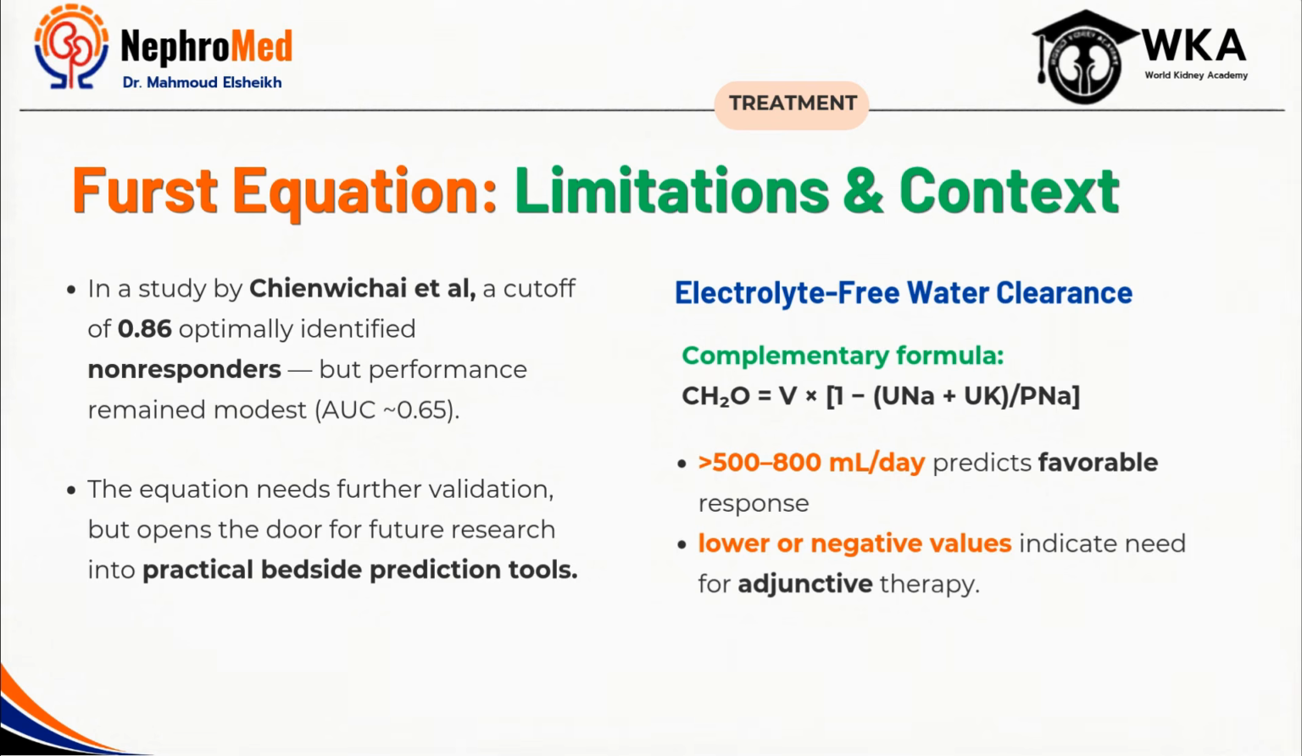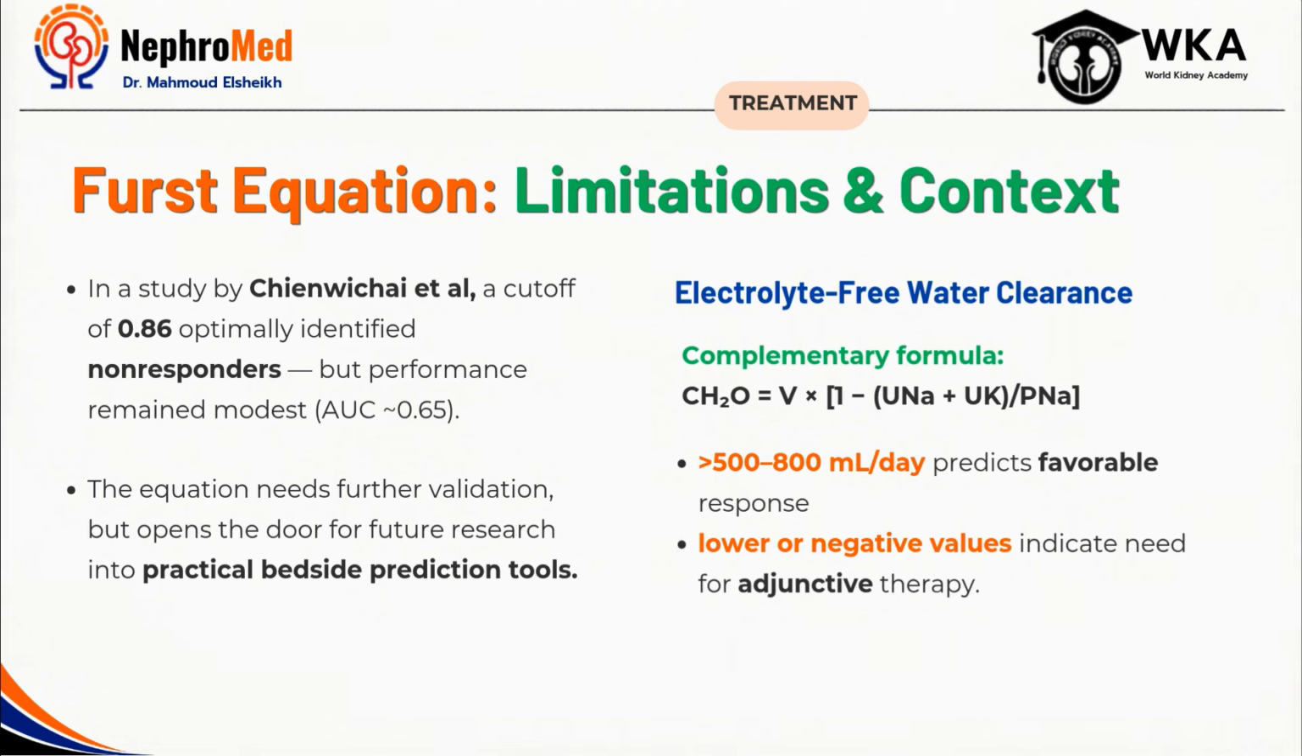The Furst equation performs best as part of an integrated physiological assessment that includes urine osmolality, urine sodium, volume status, and the overall clinical context. Another complementary concept is electrolyte-free water clearance. This expands the physiological interpretation even further. The formula estimates whether the kidney is excreting or retaining free water relative to plasma composition. When electrolyte-free water clearance is strongly positive, particularly above 500 to 800 milliliters per day, patients are more likely to respond favorably to fluid restriction. But when values become very low or even negative, it suggests ongoing free water retention and a high likelihood that adjunctive therapies may be needed.